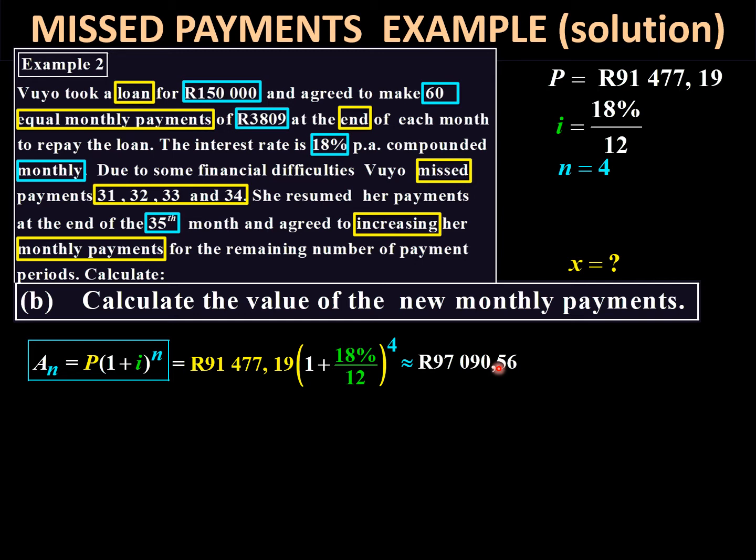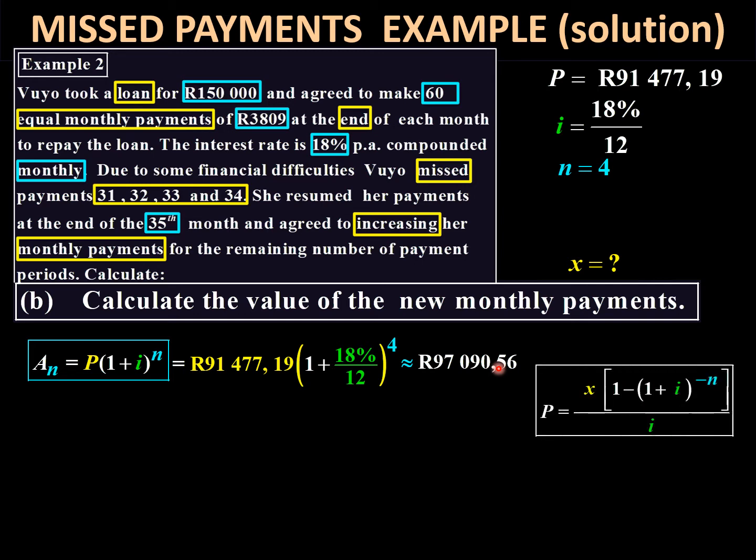Now, this is a loan, so we use the present value formula. There's the present value formula. So we substitute, but now let's work out the end value. You see, the loan agreement was 60. She already paid 30. And then she missed 4. So there's still 26 more payments left. So our end value here would be 26. Let's go over that again. It was 60 payments, 30 payments she made. She missed 4, so there's still 26 left.